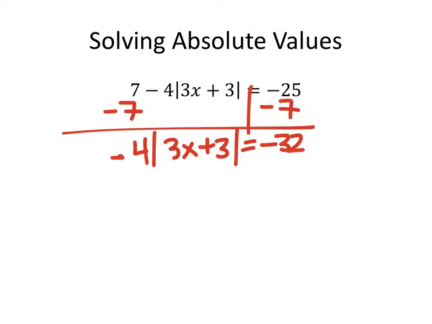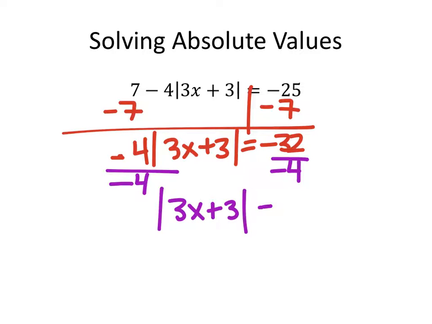But I don't want the -4 there either. I want to compare an absolute value directly with something. So we'll get rid of the -4 by dividing both sides by -4. And this is where it switches, right? We now have the absolute value of 3x plus 3, but it's now equal to +8. I can get a +8 out of an absolute value, no problem. But if that 8 were negative, then I'd be like, oh, it's done. No possible solutions on that, okay?